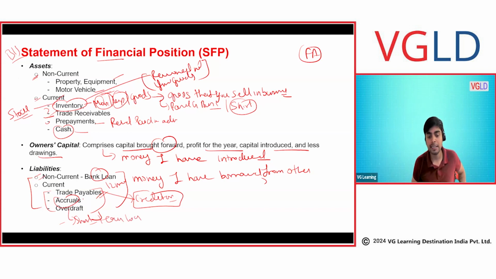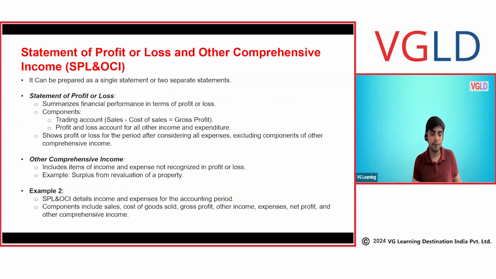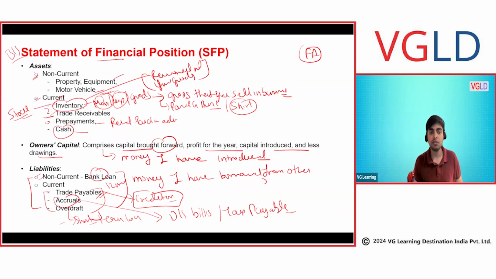Now, accruals will be coming later on. Let's say outstanding bills. Tax payable. We'll learn all these things. So far we are through with the balance sheet components. Any doubt about them? If you want to ask me about inventory or trade receivable, don't worry, chapters are coming.